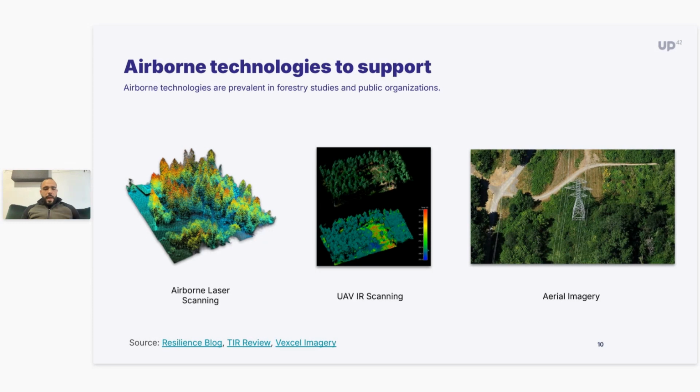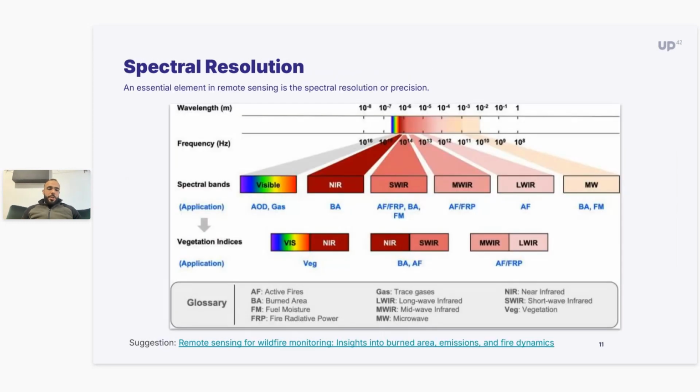like lidar technologies, which is active laser scanning, or passively getting infrared thermal scanning, or they may also use aerial imagery. If you check those technologies, you see different wavelengths, and in different wavelengths you understand different things, like active fire, burnt area, maybe fuel moisture, and you can trace some gases maybe. Depending on the technology and the spectral capability it has, you can understand different things.